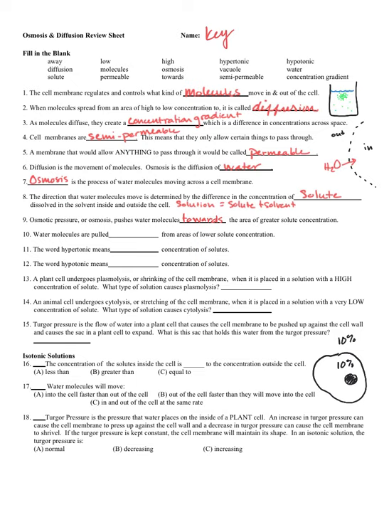Number 20. In the picture to the right, the movement of water across the membrane will be C, in and out equally. And again, because the cell is in an isotonic solution, it means that the water is going to move in and out of the cell at the same rate, and it means that the cell will not shrink nor swell. Now we're going to move on to hypotonic solutions.